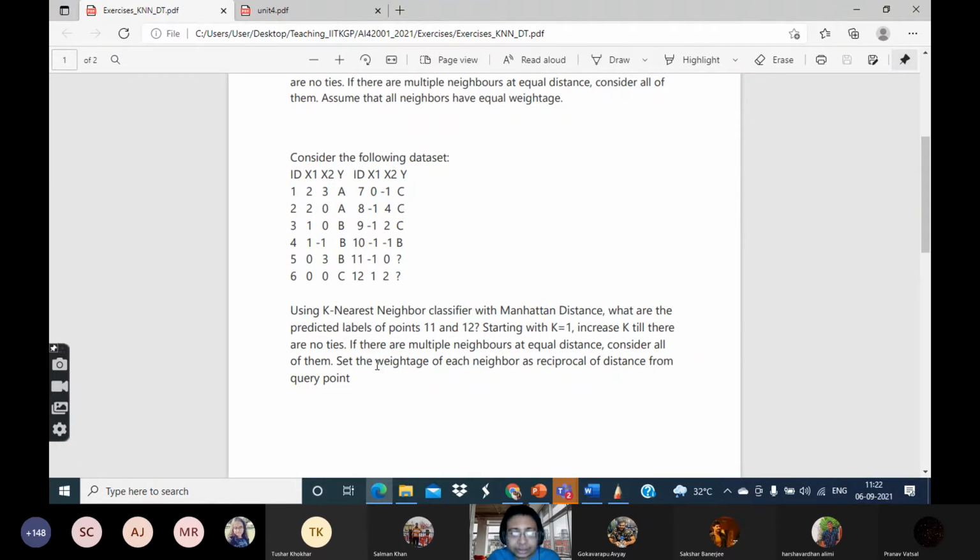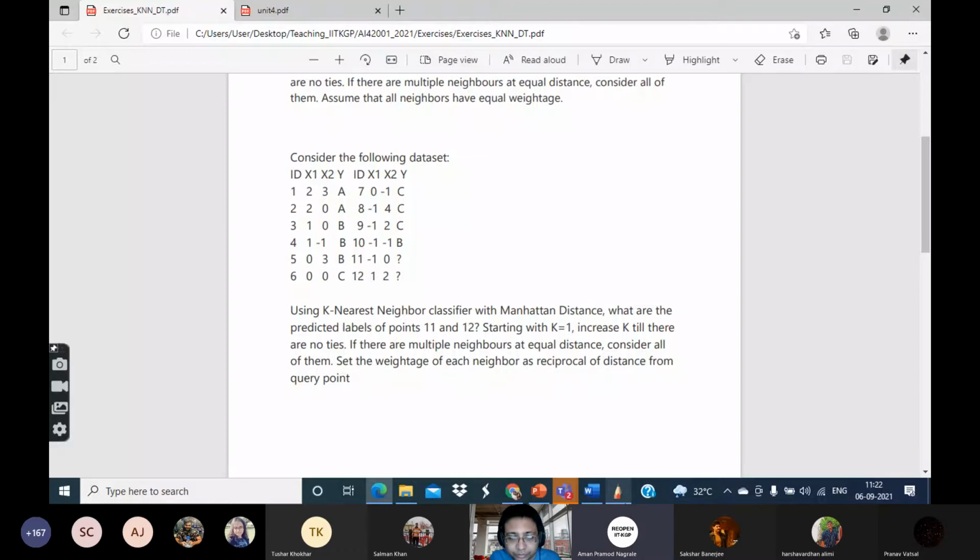Excuse me, sir. Yeah. So I had a doubt. Like in the first question, there was the first tie at k equal to 2, right? Yes. So at k equal to 1, there was a tie. Oh yes, sir, sorry. K equal to 1, there was a tie.